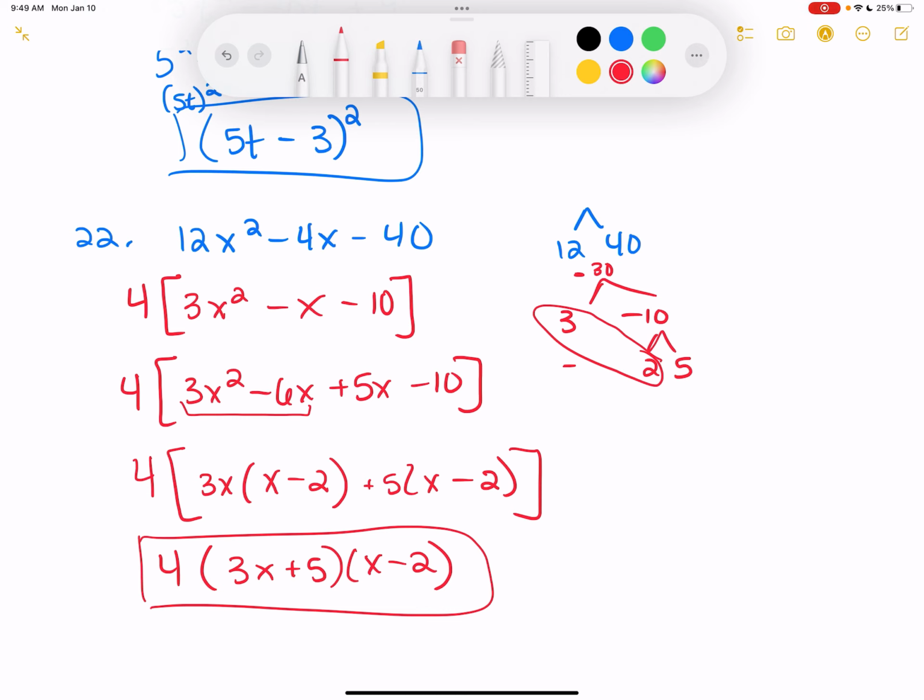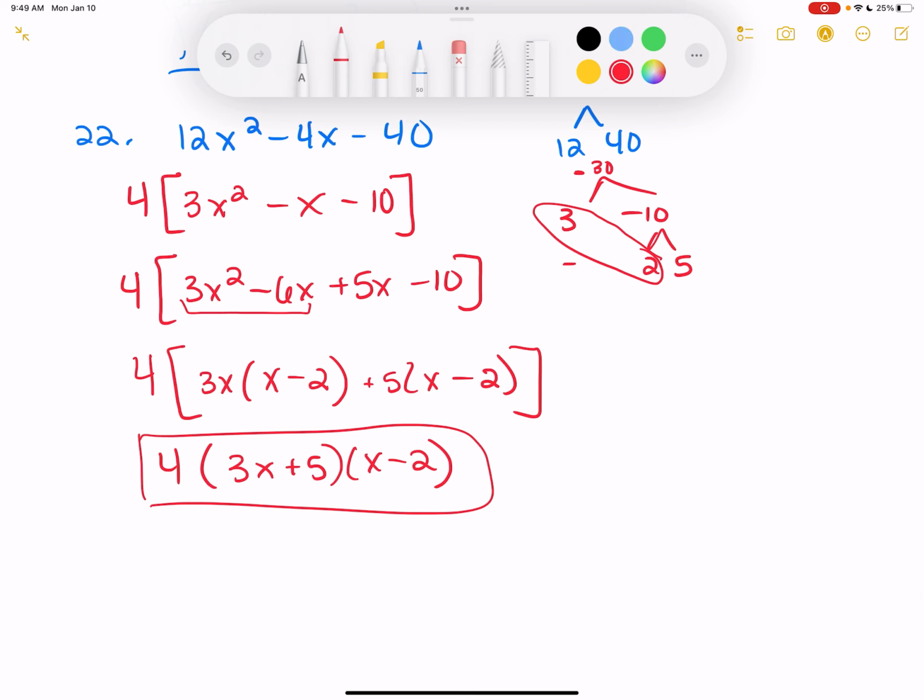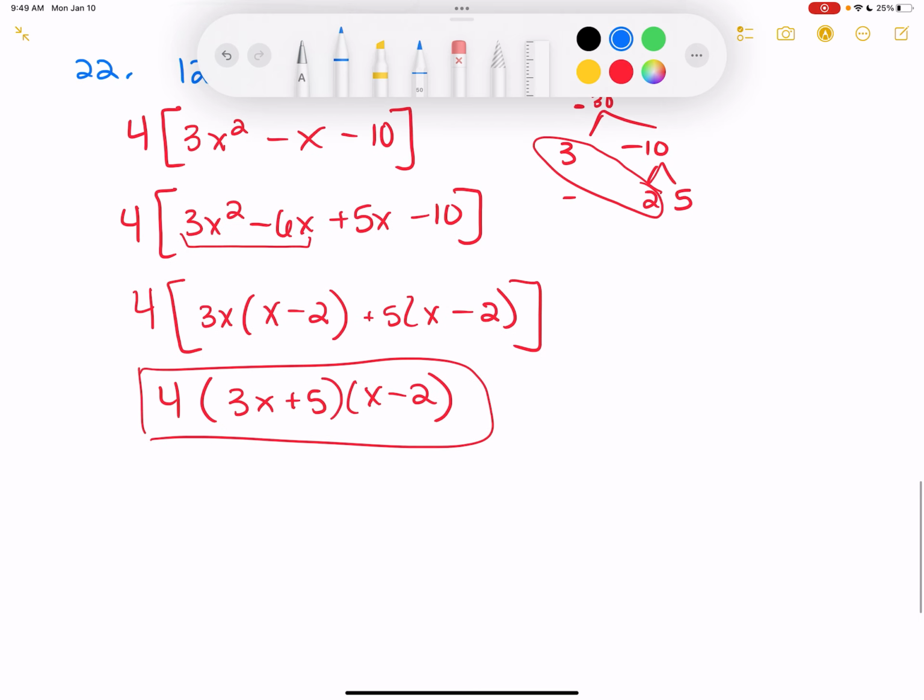Thought you had to do something with the 4. Yeah. Leave it there. Just let it chill. Just whoop, all the way down. Netflix and chill. Whoa. Maybe not.